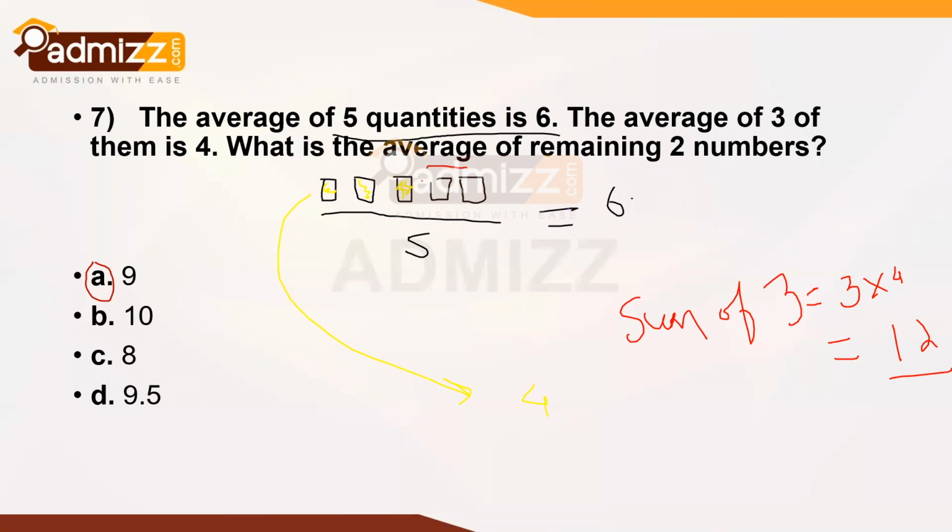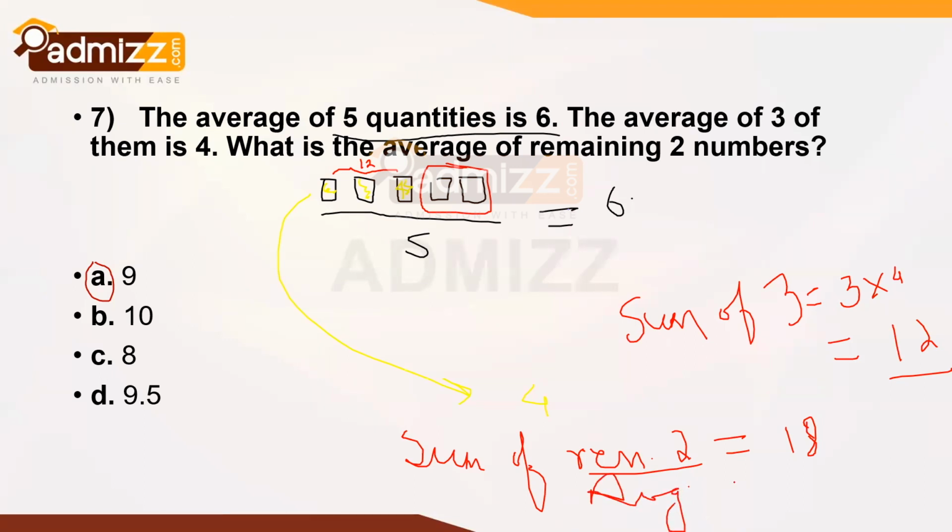Then we solve for the sum of the remaining two. So what we get is the sum of the remaining two is equal to 18, because 5 times 6 is 30, and the sum of these three is 12, so 30 minus 12 is 18. Now the average is simply the sum divided by the number of items, which is 2. So this is 18 over 2, which is equal to 9, which is the correct answer.